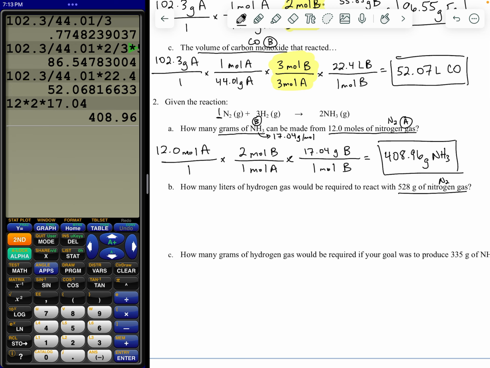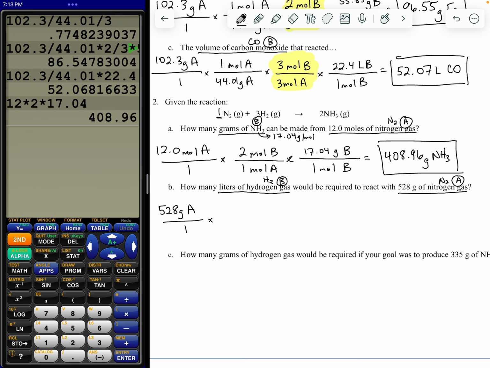Remember, nitrogen gas is N2. This is A again because we have a starting amount for that. In this case, I want liters of hydrogen gas, which is H2. And this is going to be B. And so I'm going from grams to liters. This is a 3-step problem. So 528 grams of nitrogen gas, which is A.